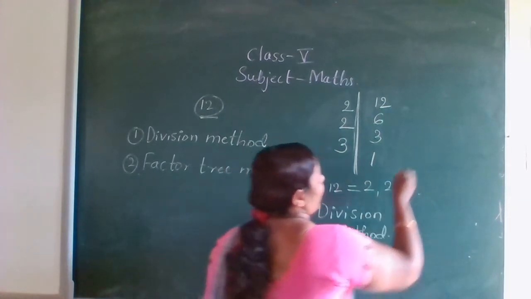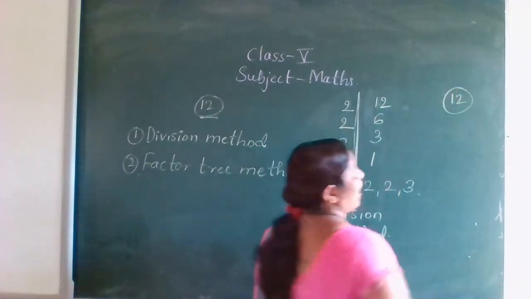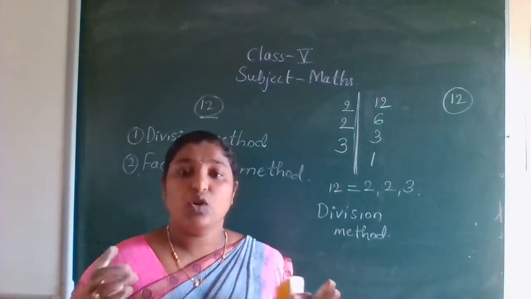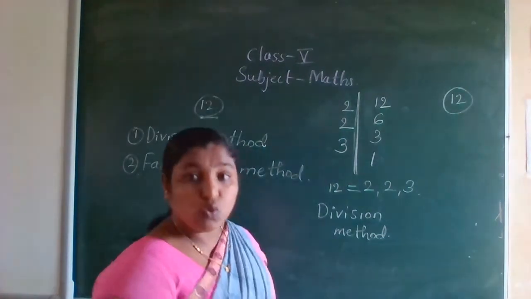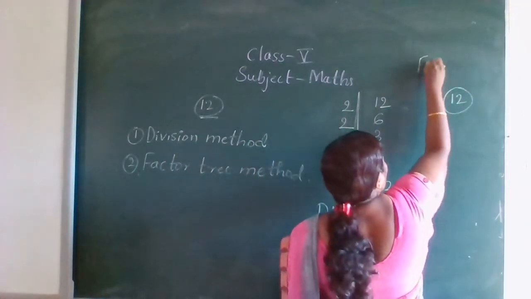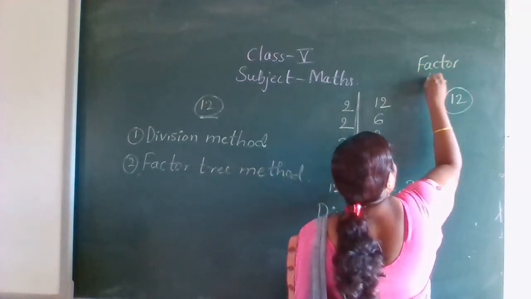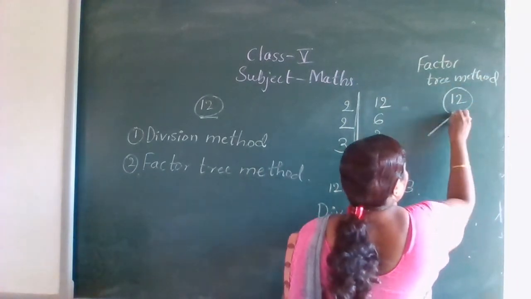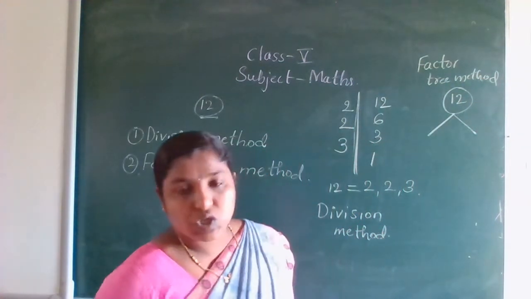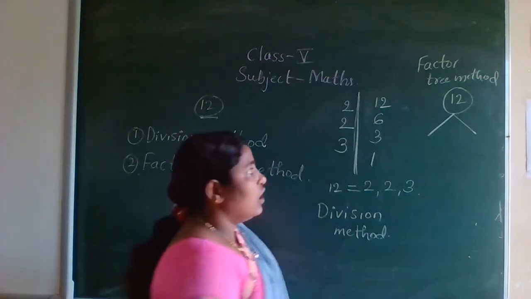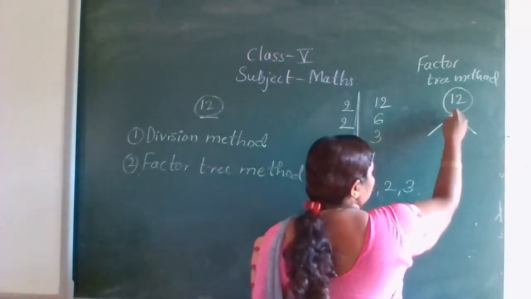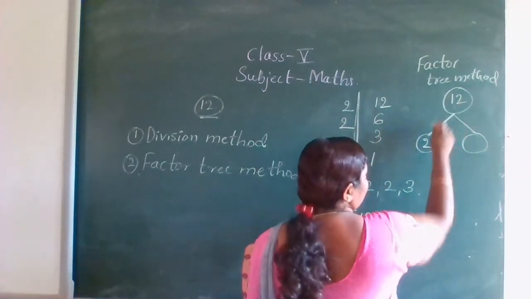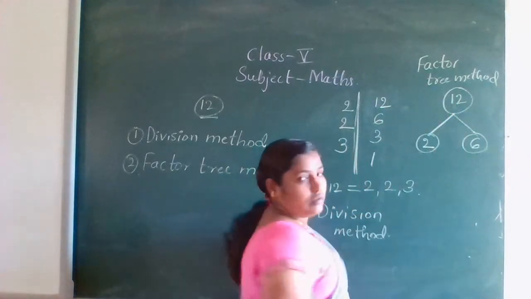And how to do the factor tree method? Factor tree means that after doing the problem, it looks like a tree. So how to do the factor tree method? You should make 2 branches because a tree has branches. See the ones place. If it is 2, take 2 first again. 2 times how much is 12? 2 sixes are 12.